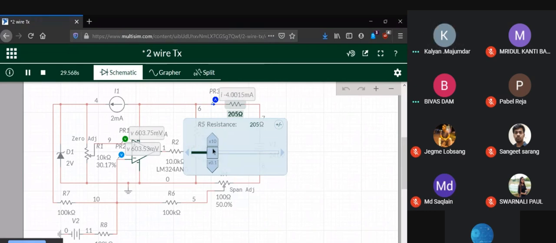205 ohms. 4.0017 mA. My fourth decimal has changed. The resistance has been doubled from 100 to 205. Now 500 ohms, 505. It was 100 to 505. A 5-fold increase in the load resistance.